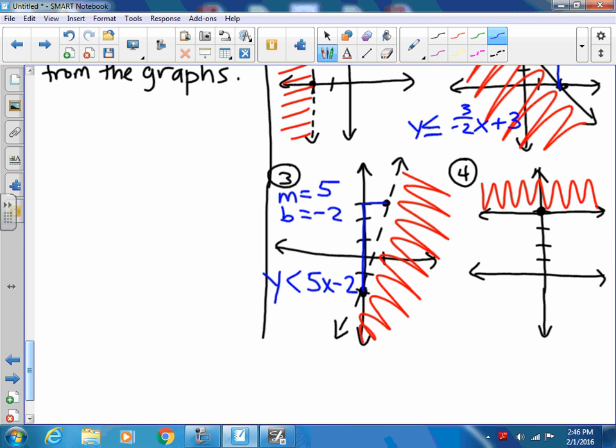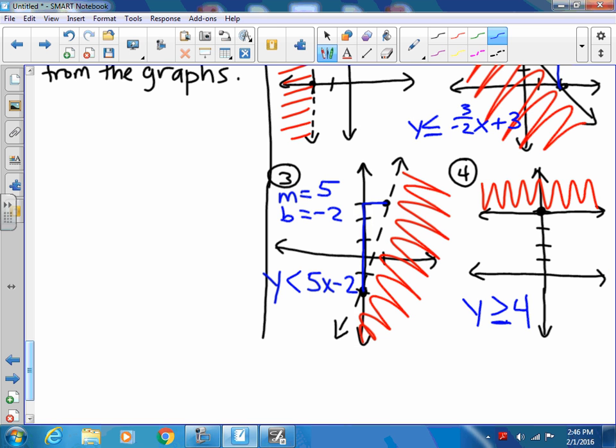And then if you go to number 4, you'll know it's a horizontal line, which clues you in to say y, which means it has to start with y. It goes through the value of positive 4. It is a solid line, so it needs a piece of the equal bar, and it is shaded on top of that line, which means all the numbers above the 4. So y is greater than or equal to 4.